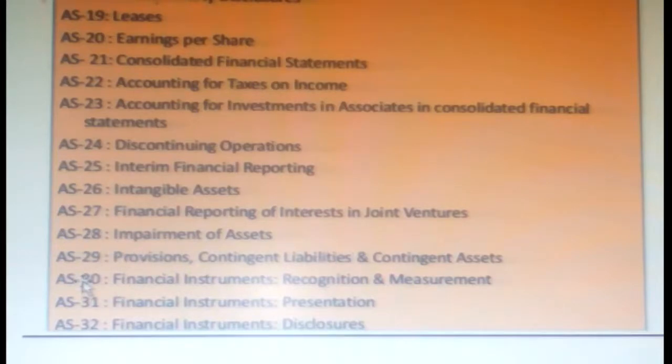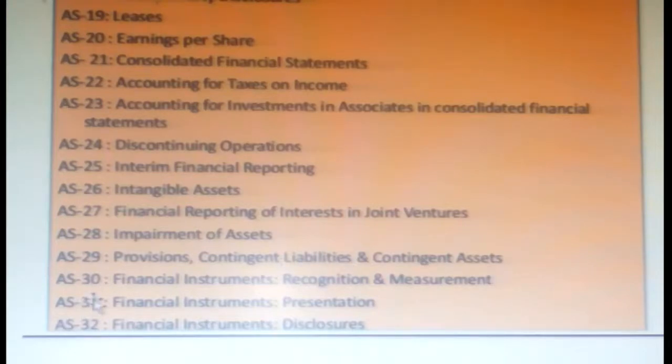Then AS 29 is a very, very important one: provisions, contingent liabilities and contingent assets. Say provisions, you have to provide for the future, correct? What are contingent liabilities? See, it may occur or may not occur in the future. For that, you have to reserve some money, correct? The contingent liabilities and contingent assets.